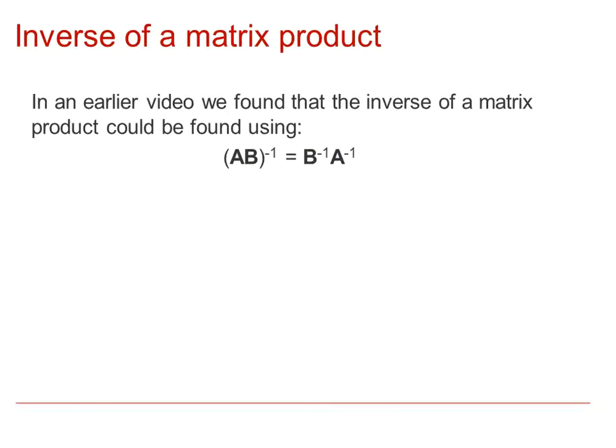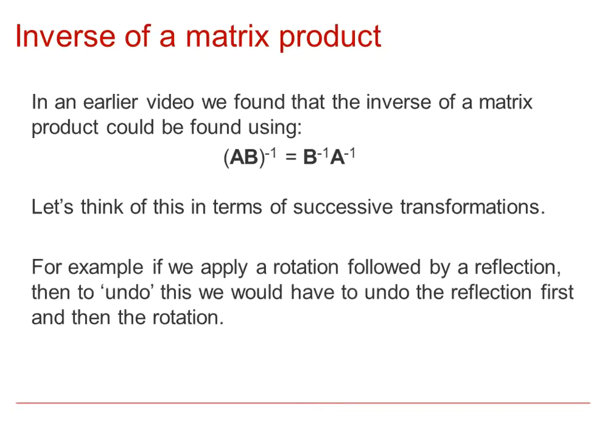In an earlier video, we looked at the inverse of a product of matrices, and we noted that the inverse of AB is the inverse of B times the inverse of A. Now we need to think about this as a successive pair of transformations. For example, if we apply a rotation matrix B followed by a reflection matrix A, then to undo those two transformations, we would have to undo the reflection matrix A first, followed by the rotation matrix B. So that would be B minus 1 times A minus 1.